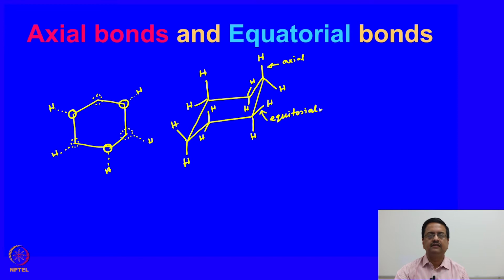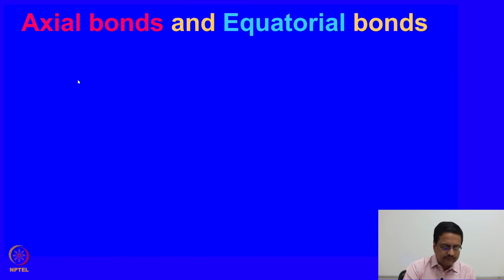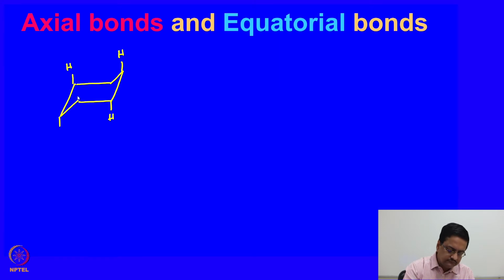This becomes very important when we try to understand some of the chemical reactions and the stereochemistry of substituted cyclohexanes, which we will see in a few minutes. So, when you have a cyclohexane drawn like this, these are the axial bonds that I am drawing, and I am drawing the equatorial bonds in a different color.